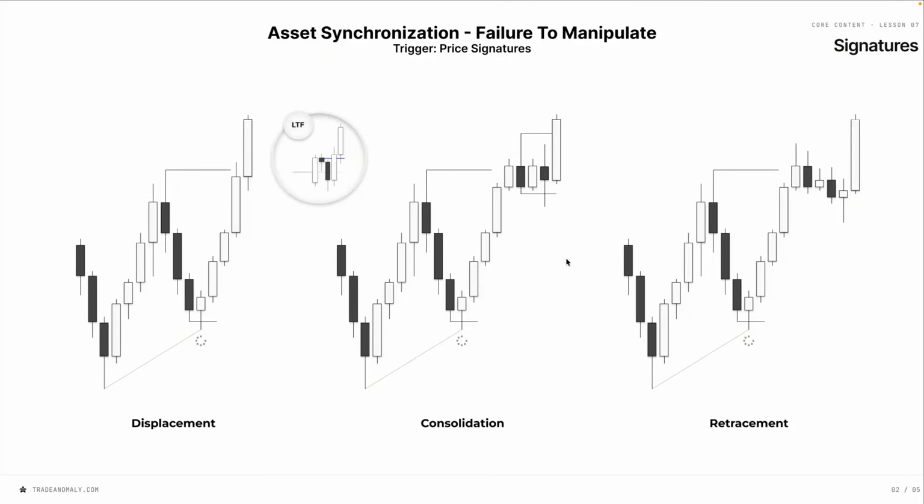Now, the second price signature is when price engages with that high, creates SMT, but then consolidates. We know that consolidation is not a reversal signature. And when price consolidates after SMT, we know it's likely to break, and those lagging assets are probably going to catch up and break it as well.